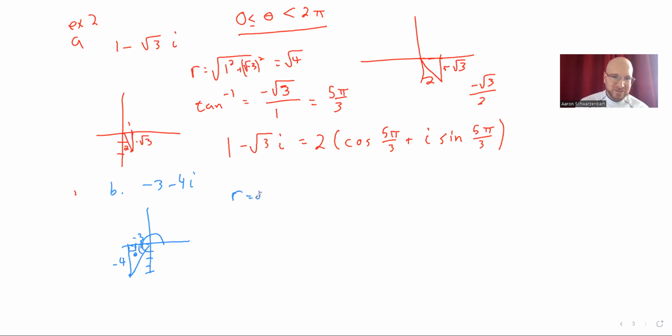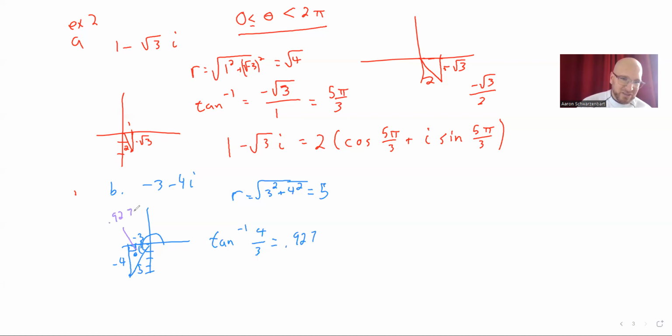Okay, radius equals the square root of, I'm not going to show my negatives because I know a negative squared equals positive. That's 9 plus 16 is 25. Square root of 25 is 5. This is a 3, 4, 5 right triangle. My angle, the inverse tangent of 4 over 3. It's -4 over -3, but that gives me 0.927. My 0.927 is that angle right there.